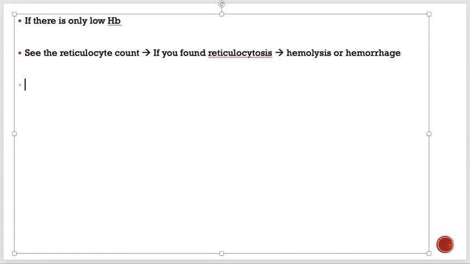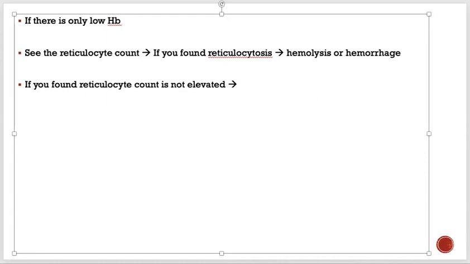Understand? See, the thing is easy. But if you found reticulocyte count is not elevated or is not increased, what does it mean? It means simply that the bone marrow is not making new RBCs. Okay, it implies that there is no new erythrocyte production.